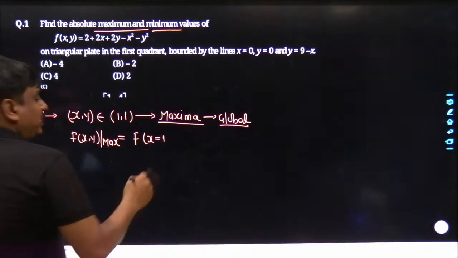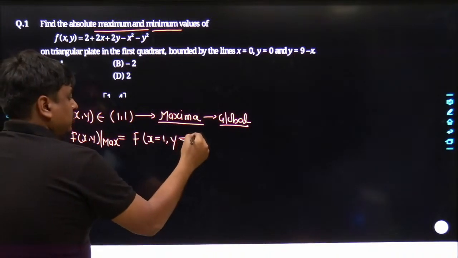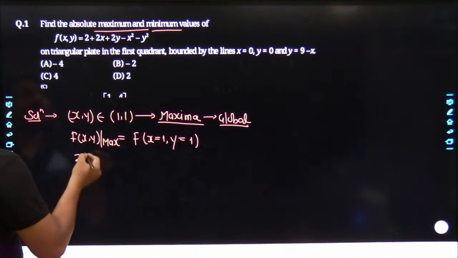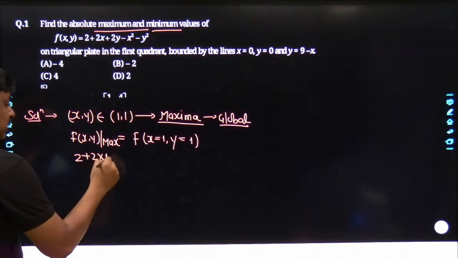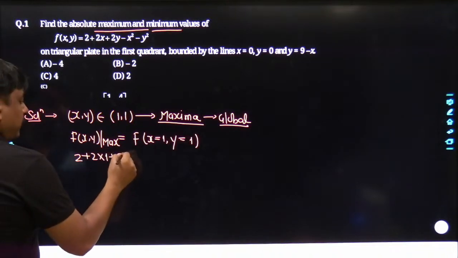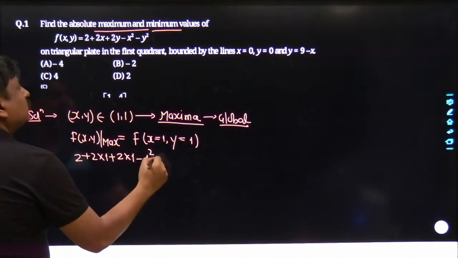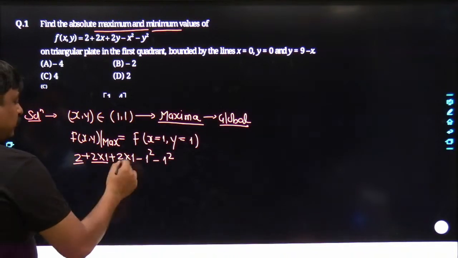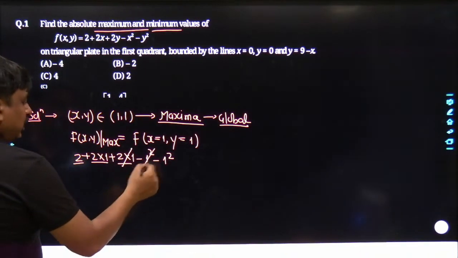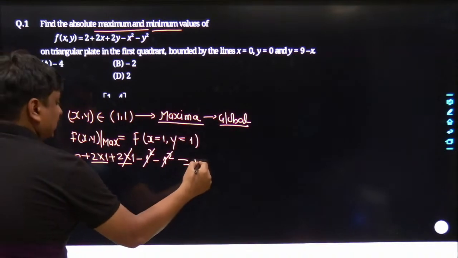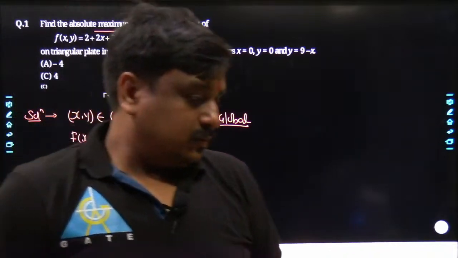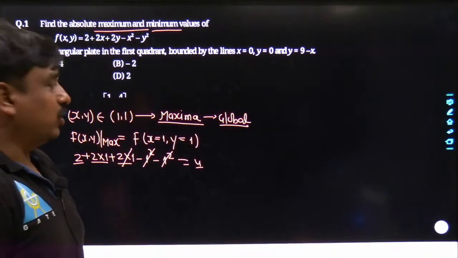When x has to be fed as 1, y has to be fed as 1, let me calculate this value. So here it goes, 2 would remain 2, plus 2 times x, x is 1, plus 2 times y, y is 1, minus 1 square, minus 1 square. You have to get the answer out of this. So the result we get: 2 plus 2 is 4, plus 2 is 6. Anyways, this 1 square and this 1 square would go out, and the result which we are getting is simply going to be 4.